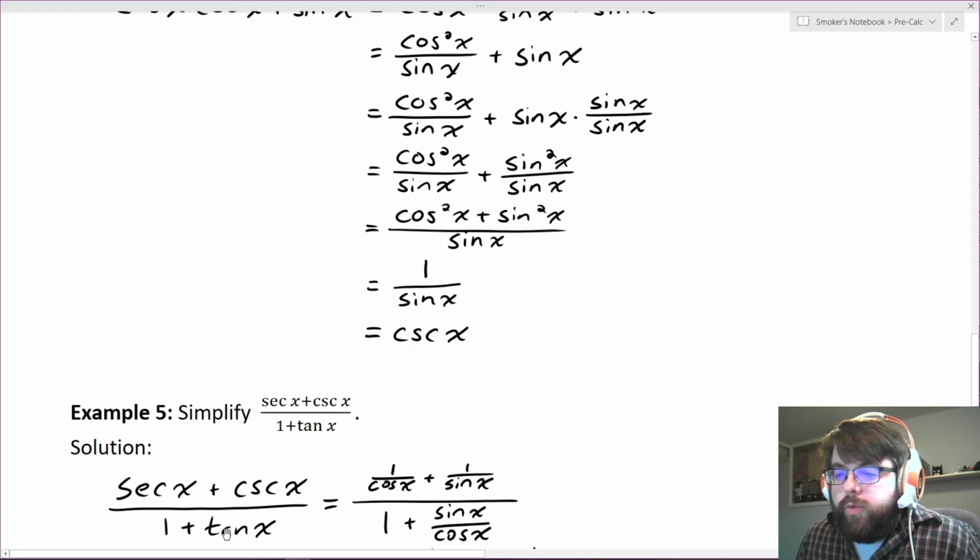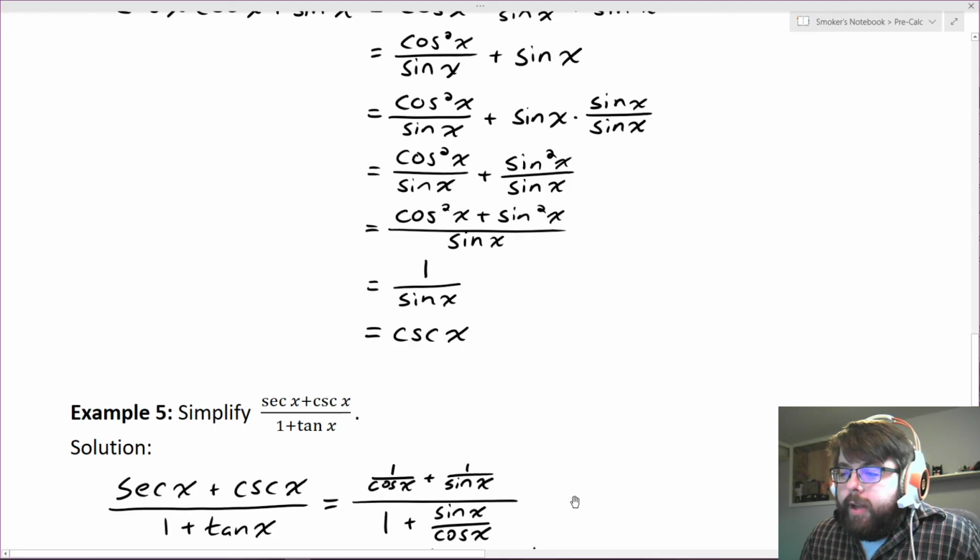And these are not in terms of sine and cosine. Again, I keep saying this, there are many different ways to do this problem, but I'm going to start by changing everything in terms of sine and cosine. So secant goes to 1 over cosine, cosecant goes to 1 over sine, and tangent goes to sine over cosine. 1 will just stay 1. And I have this mess of a fraction: 1 over cosine plus 1 over sine, all of that in a bigger fraction, over 1 plus sine over cosine.